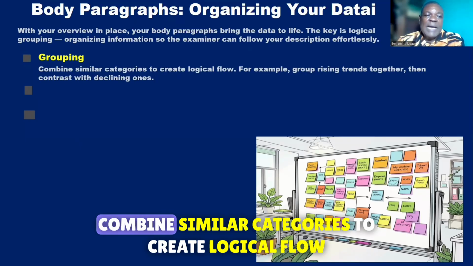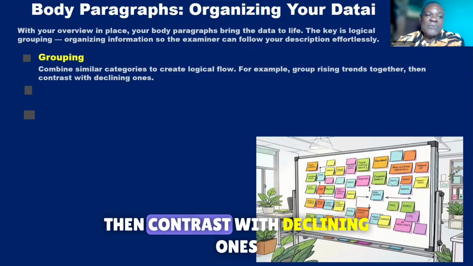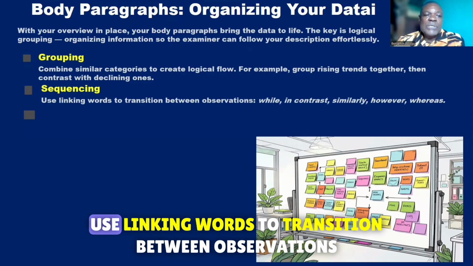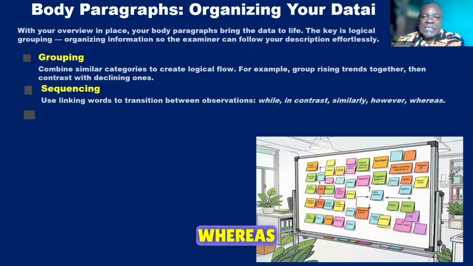Grouping: combine similar categories to create logical flow. For example, group rising trends together, then contrast with declining ones. Sequencing: use linking words to transition between observations. Linking words like while, in contrast, similarly, however, whereas.